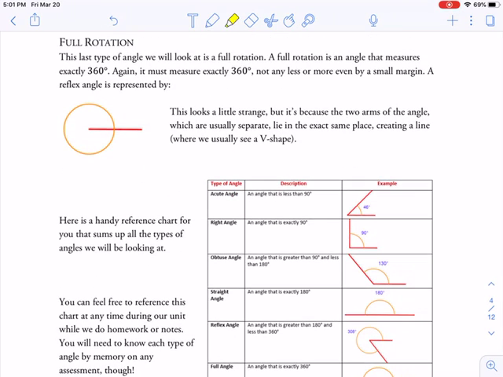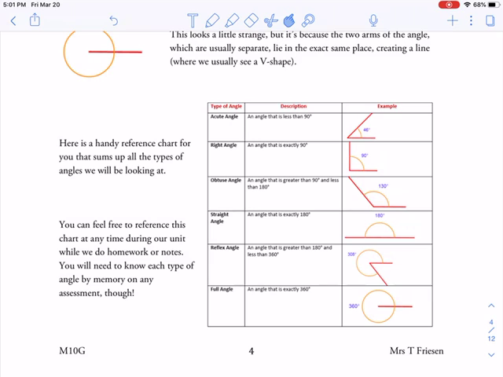Then we're going to talk about the full rotation angle, and that's exactly 360 degrees. That's the whole circle, and we can see it drawn out here. It does look a little bit weird, but that's because, like I say here, the 2 arms of the angle are in the exact same place. That's the reason it looks a little strange, but the angle marker, this part, is still there. It's showing us that the angle is going all the way around to make 360 degrees. And that's called a full rotation.